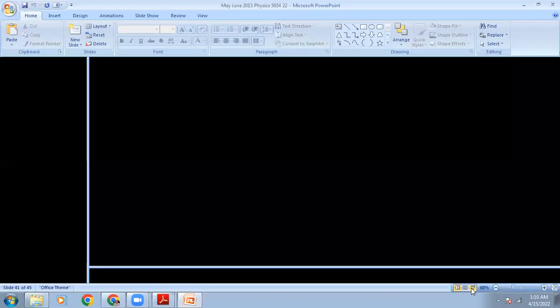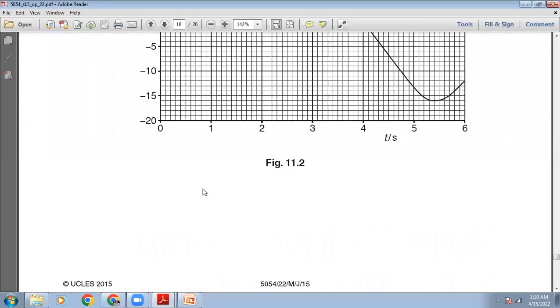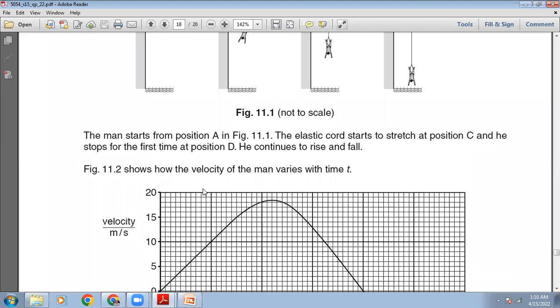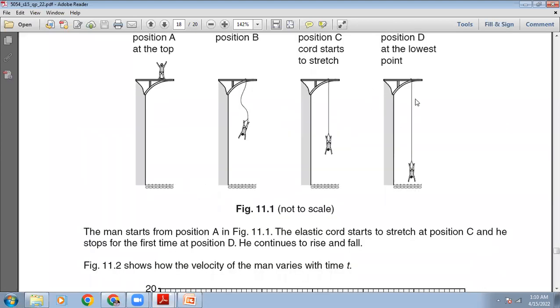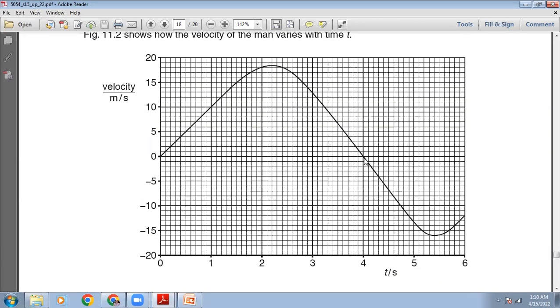So it will happen at T equals to 4. At D, you see this, they are asking about this question. What is the D? When the body will start, its direction of the motion will change. So it is here, when the direction of the velocity will change. So at T equals to 4, this will happen.